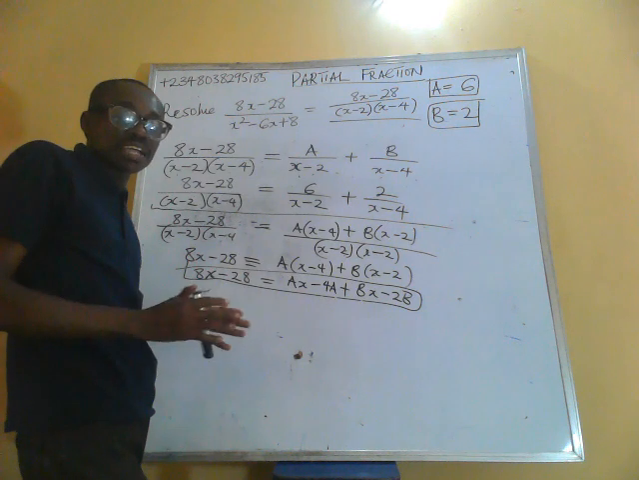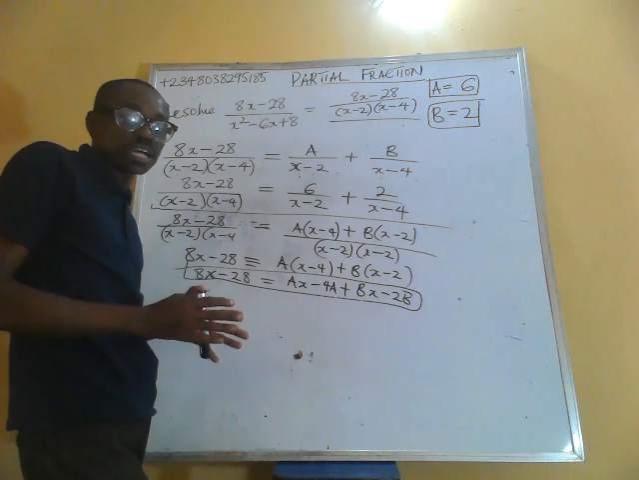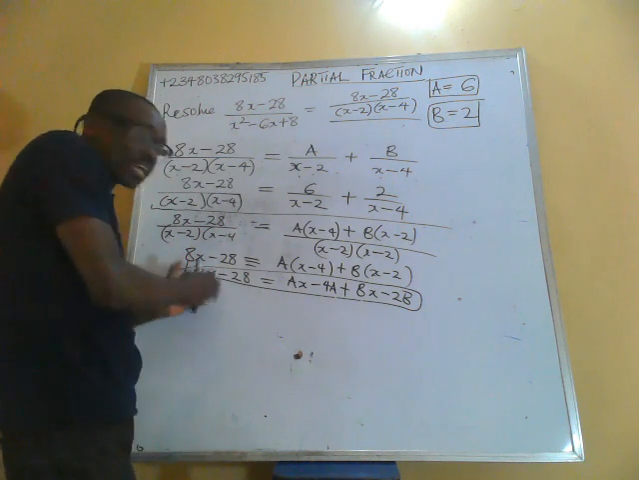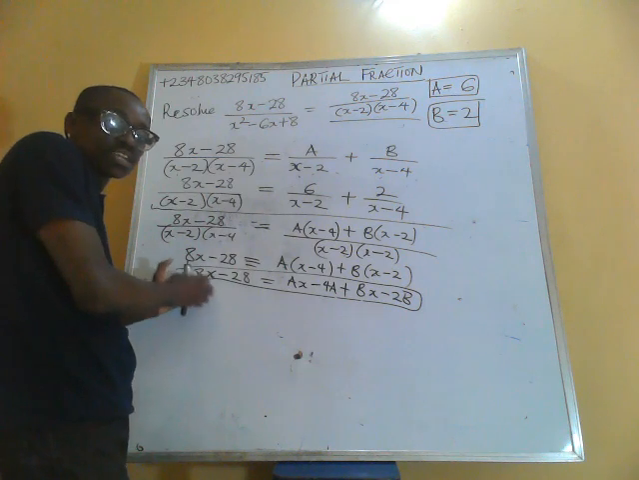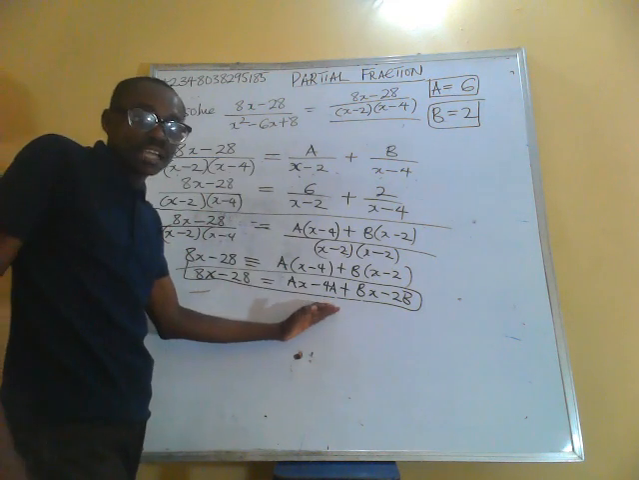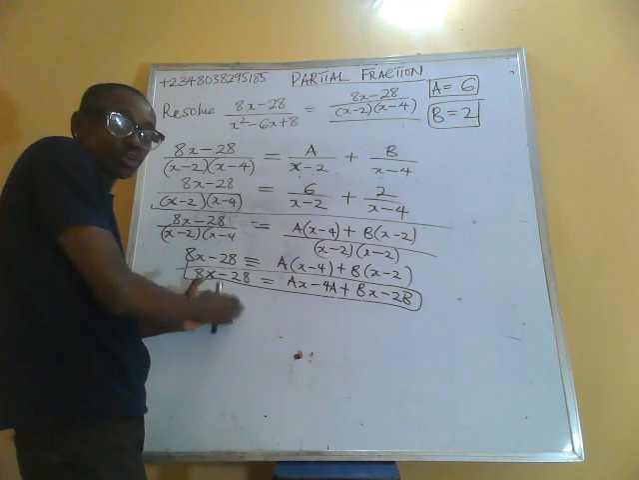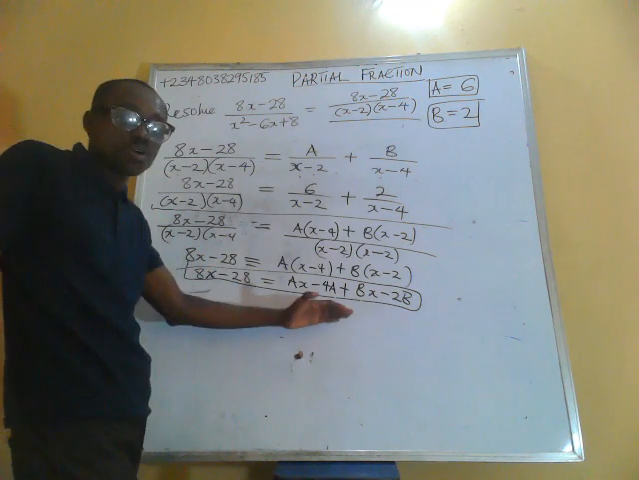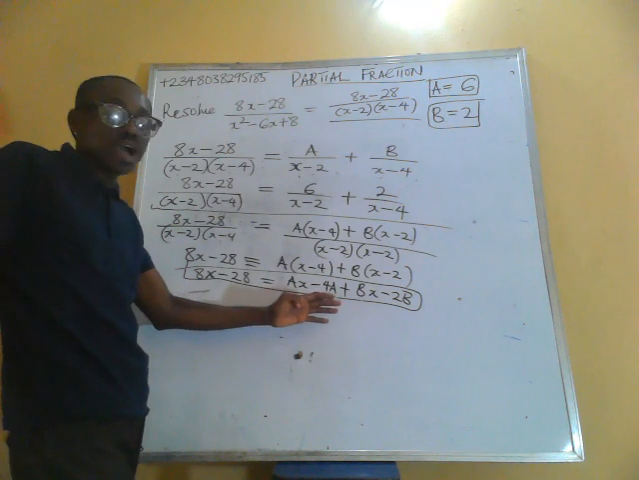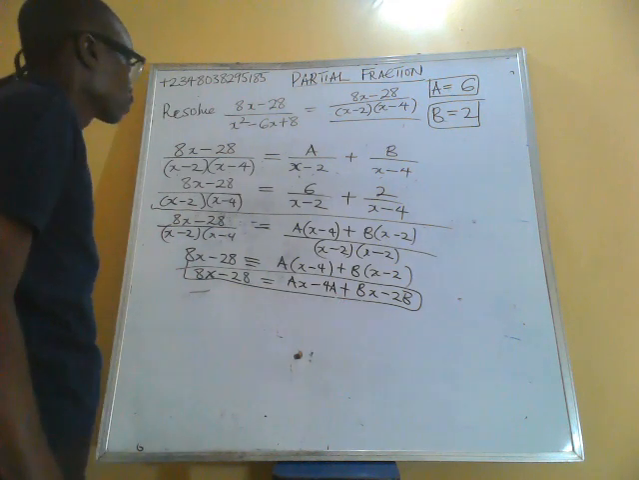The ones that are carrying x, we'll collect them together. So we are going to equate the terms that are carrying x on the left hand side to the terms that are carrying x on the right hand side, and the constant term, that is pure numbers on the left hand side, to pure numbers as well on the right hand side. So let's go ahead and do that and see what is going to happen.